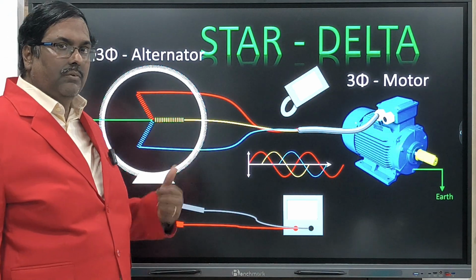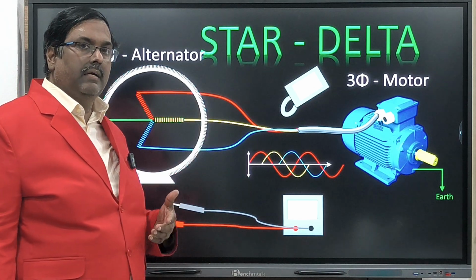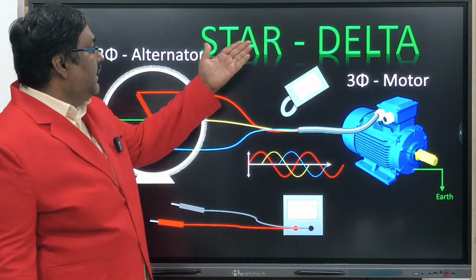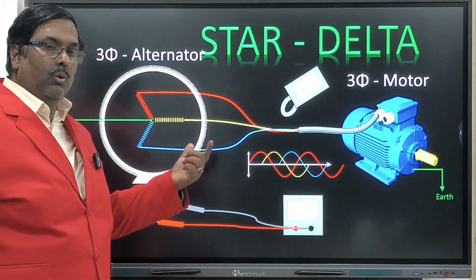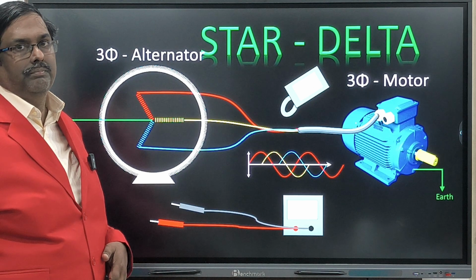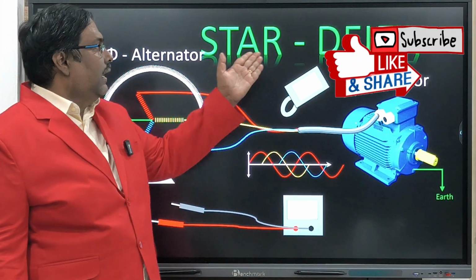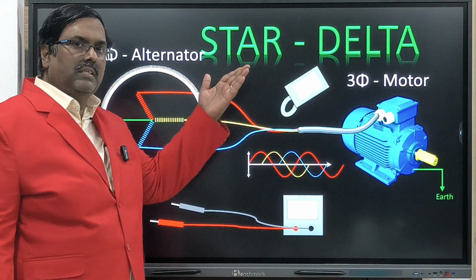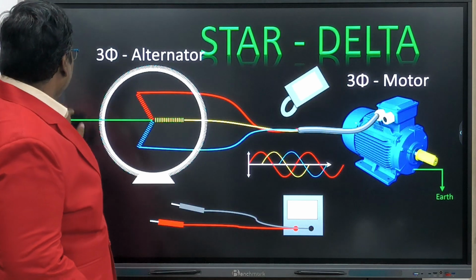So in this class, what we are going to see in the three-phase system is what will be the current, how to measure, and what is the difference between the two configurations. Because of these two configurations, the current and voltage will change. In star connection the voltage and current will vary, and in delta connection the voltage and current will vary. So now you may ask, what is star and delta? You will see that.